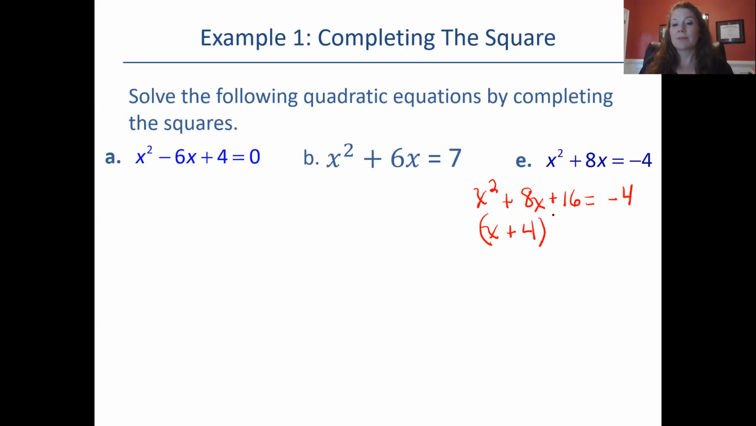So that would be x plus 4 squared is equal to, uh-oh, I forgot to add my 16, you guys. There we go. Make sure whatever you do to one side, you do to the other. So now negative 4 plus 16 is 12. Now, to get rid of that square, we find the square root.